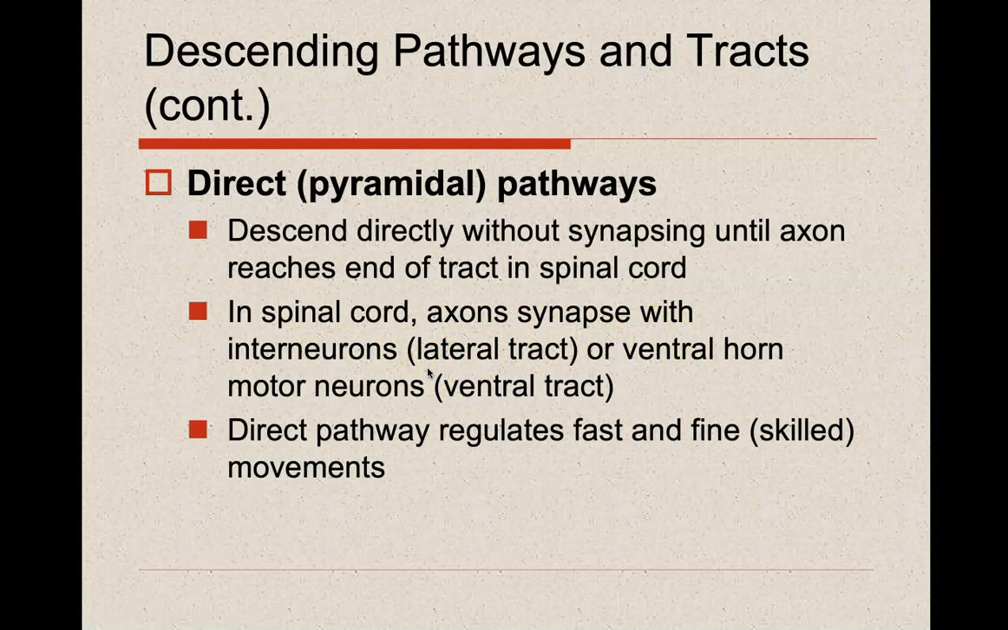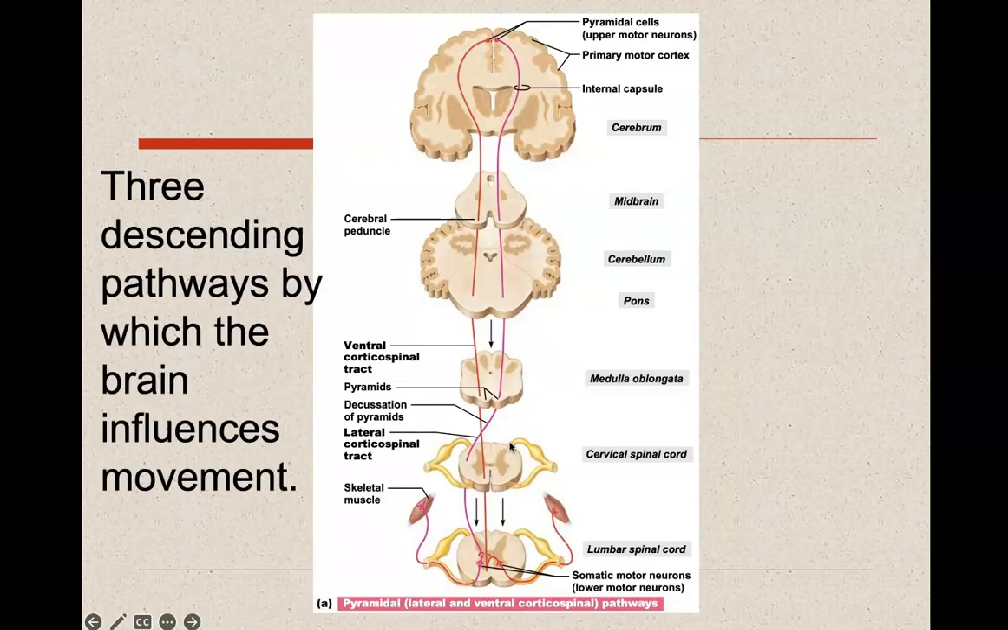We'll talk about that in our reflexes, and they'll take these lateral tracts, or sometimes go to the ventral horn motor neurons that are going to go directly out to these effectors. So this direct pathway is fast, and it's usually used with those fine motor movements, those skilled motor movements that we need, okay? So that's your direct pyramidal pathways.